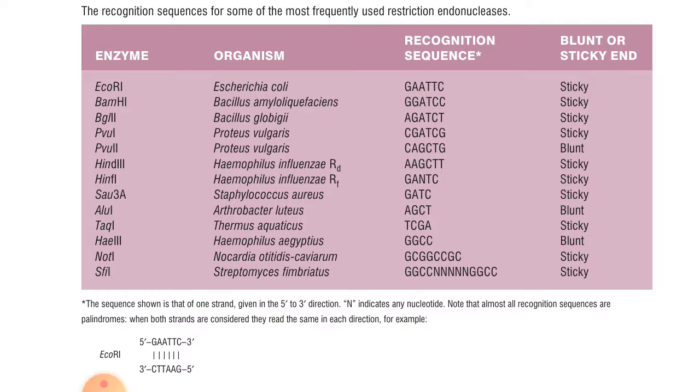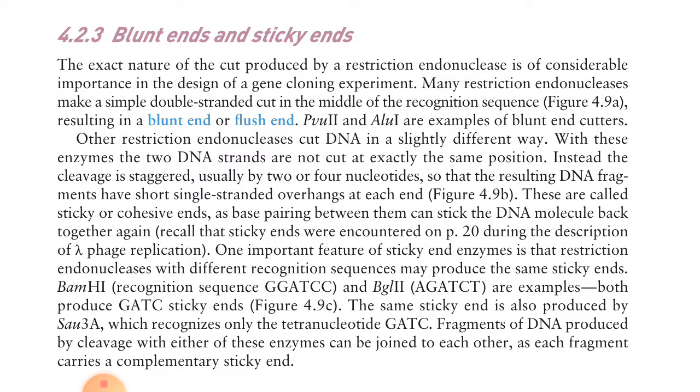And when they cut, they can make blunt ends or sticky ends. Many restriction endonucleases, when they cut, can make the blunt end or they can make the sticky end. Like PvuII and AluI, they are blunt end cutters, but others create the sticky ends.